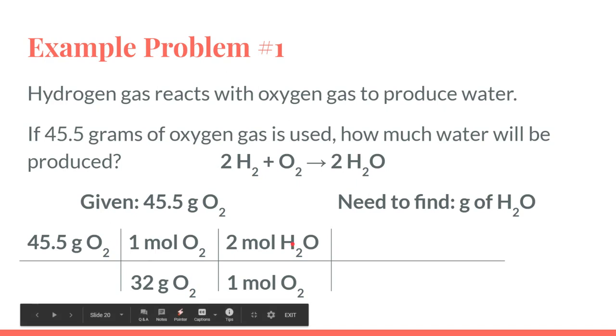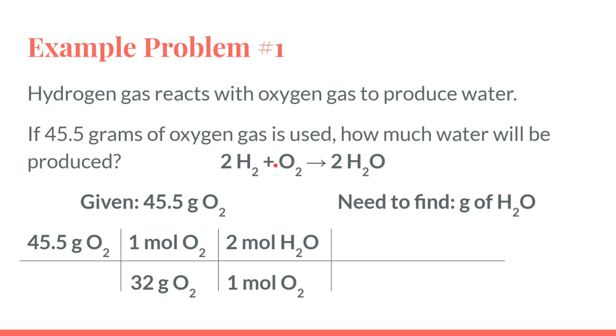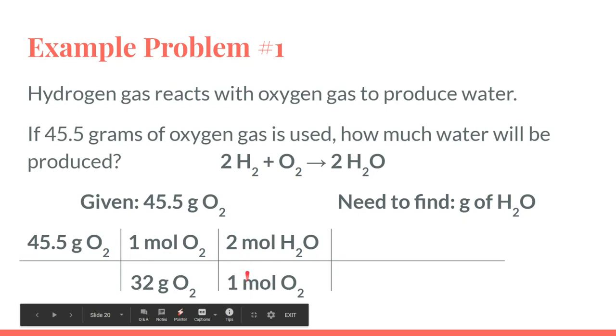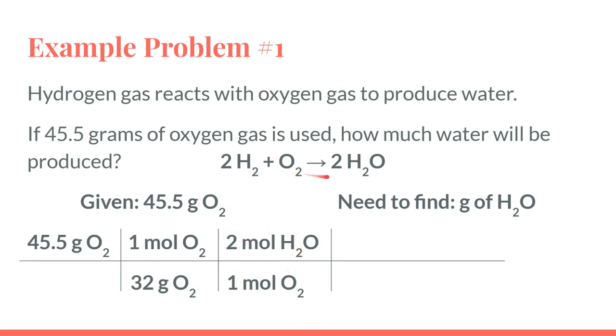Then to get to water, we need to look at how many moles of water I have. The balanced equation tells me that for every 1 mole of oxygen, I have 2 moles of water being produced. So that is why I put a 2 moles of water above. So this is equal to 1. This is a conversion factor. For every 1 mole of oxygen gas, I make 2 moles of water.